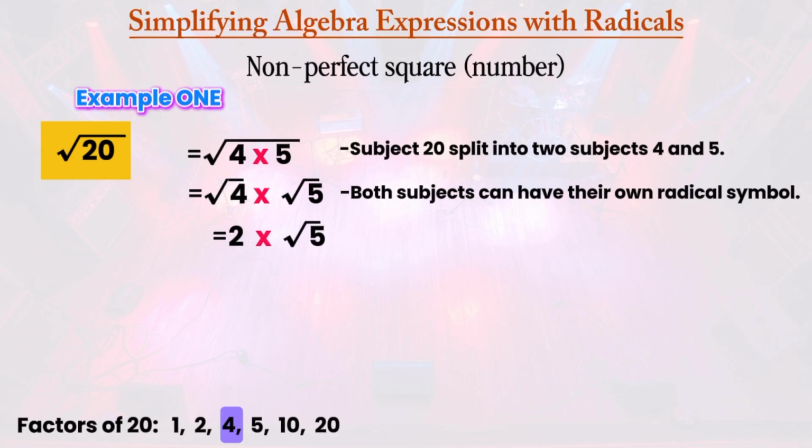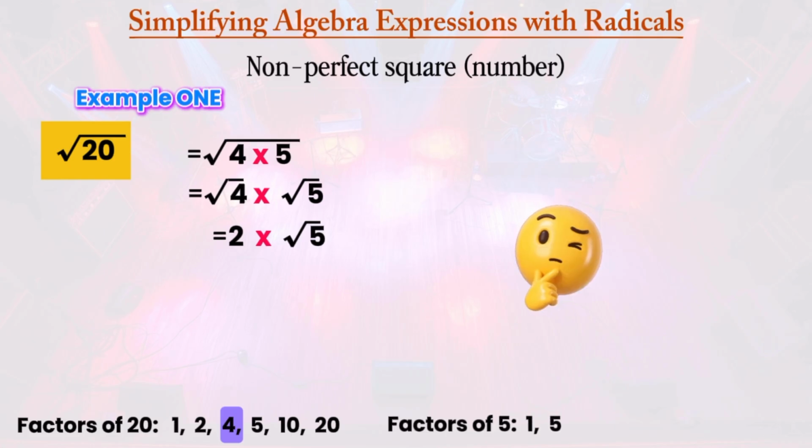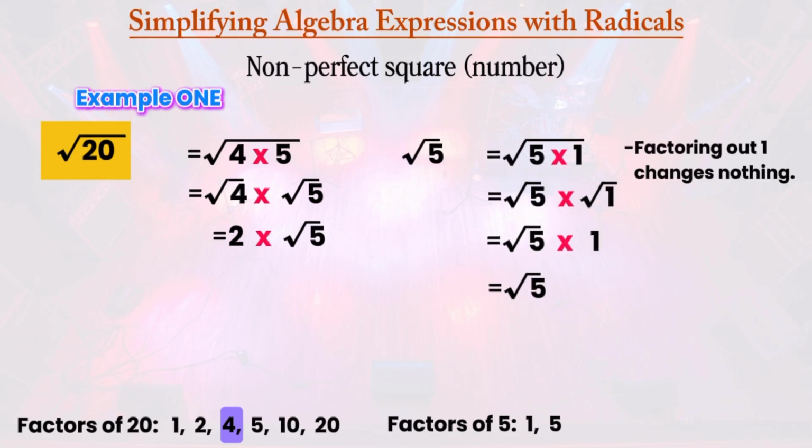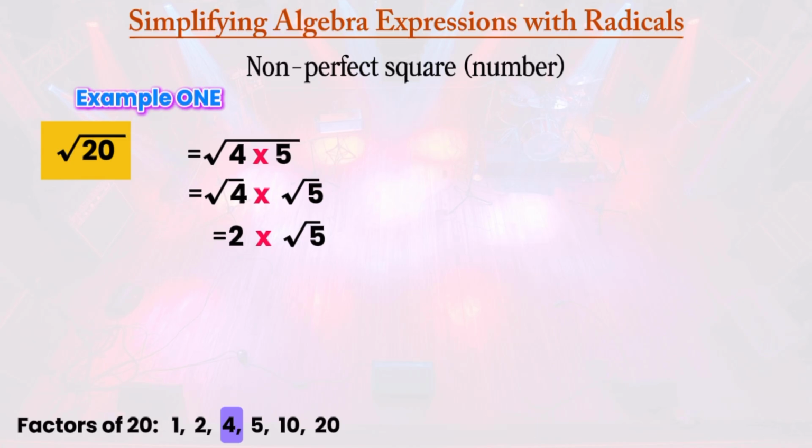Since 4 is the perfect square, its square root is 2. The square root of 5 stays how it is. It is not a perfect square, and it does not have a factor that is a perfect square. A quick note. Yes, the number 1 is a perfect square, but factoring it out doesn't change anything. So that means it's always ignored, and therefore, 2 times the square root of 5 is the simplified version of the square root of 20.